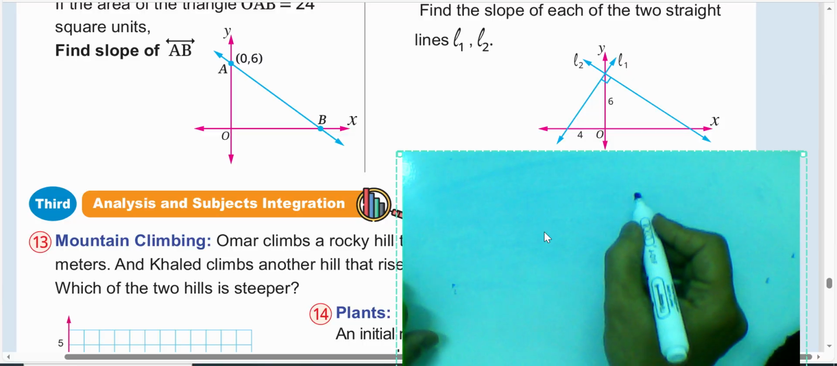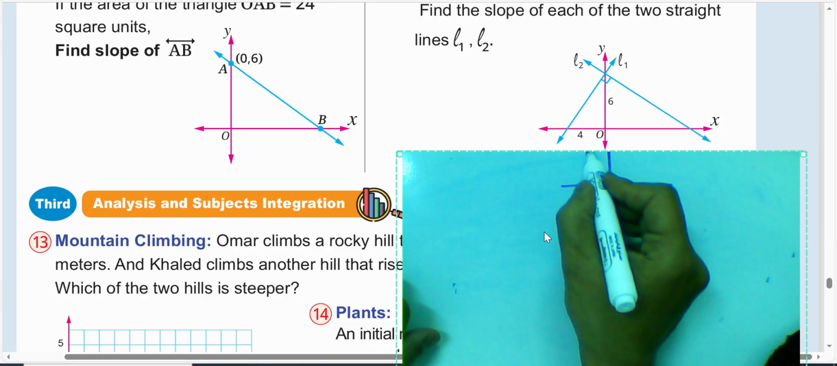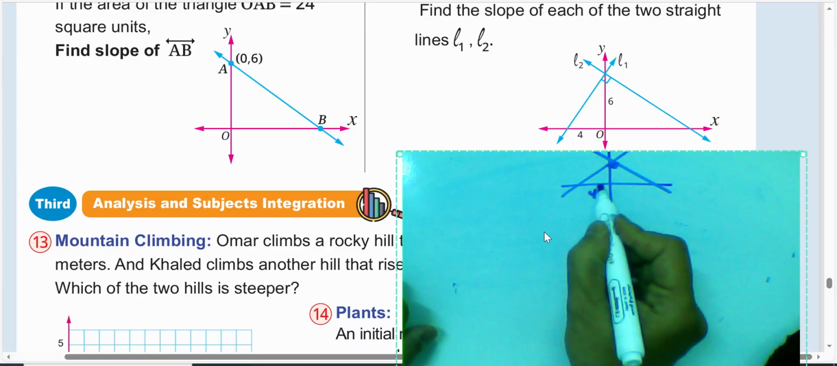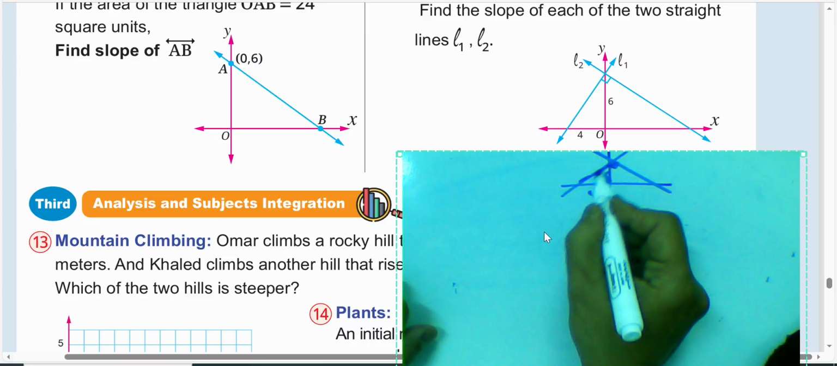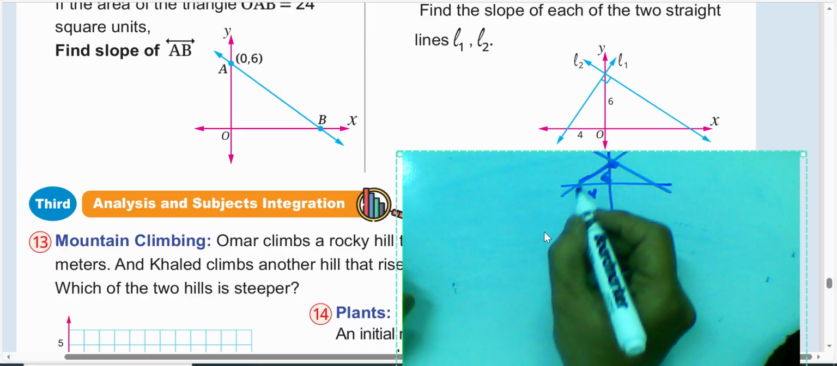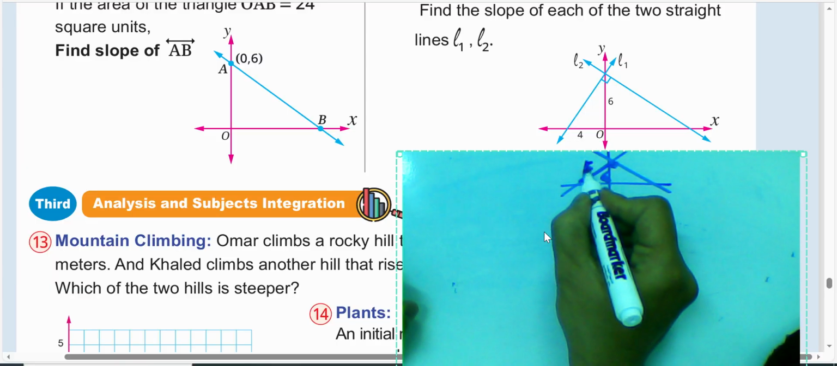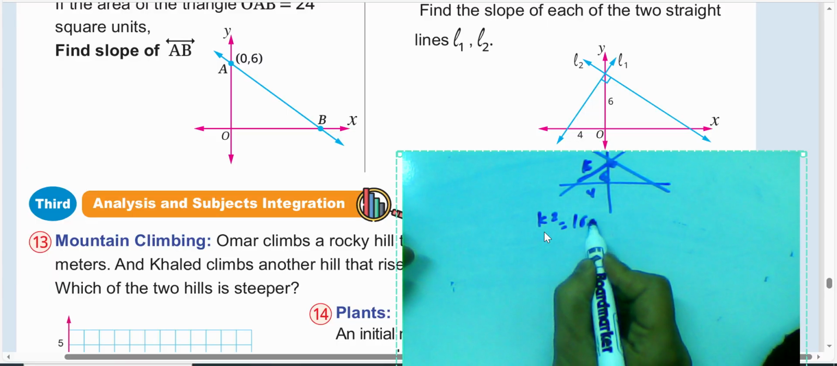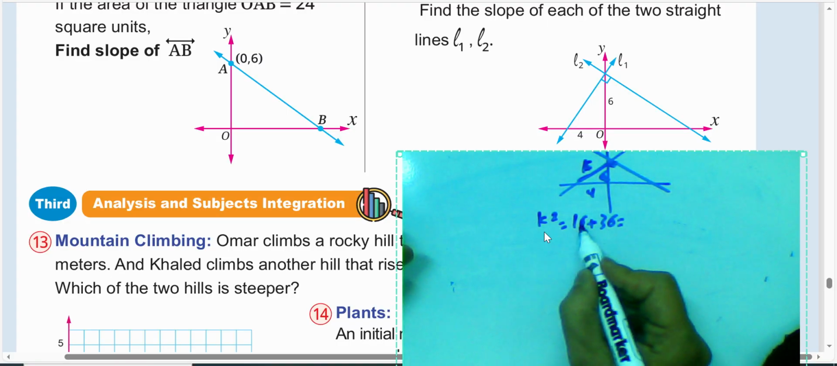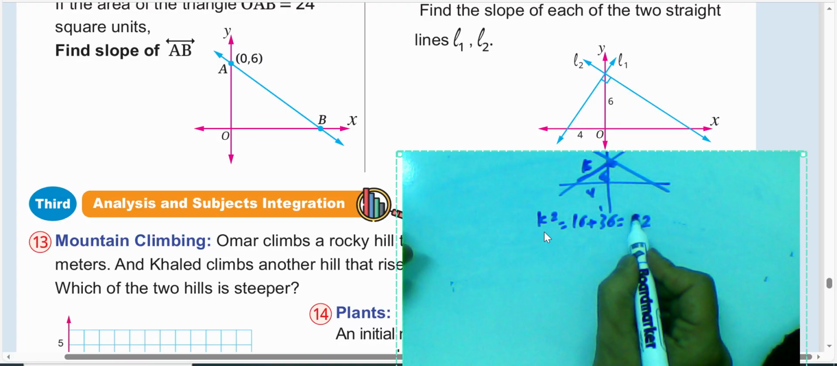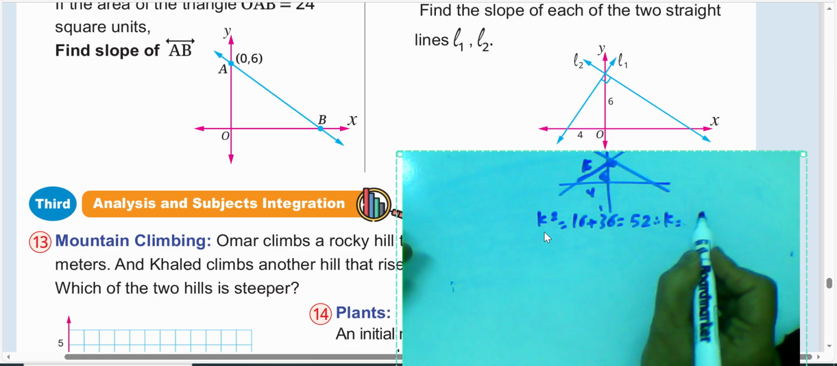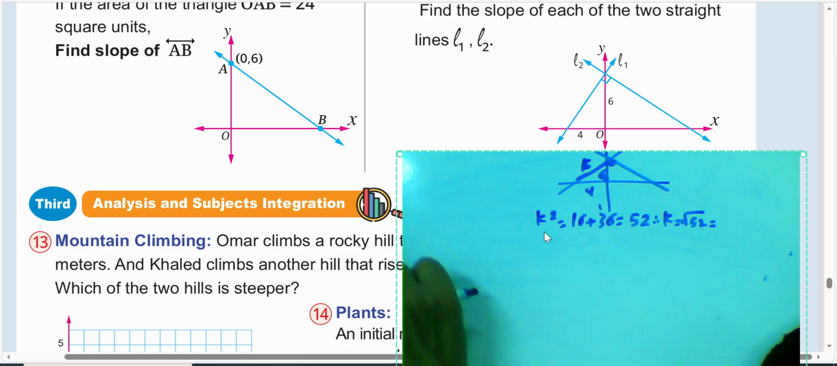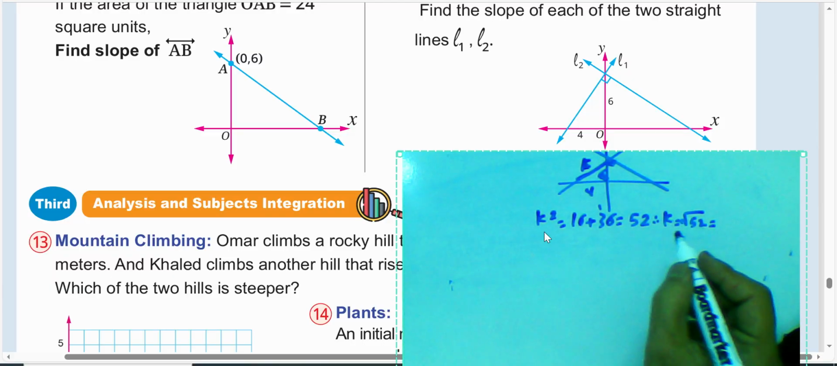Okay, listen. We have here a straight line, and the straight lines are perpendicular. This is 4 and this is 6. I will find the length here from Pythagoras theorem. Put here m or k. Then k power 2 from Pythagoras theorem equals 4 power 2, 16, plus 6 power 2, 36, which is 52. Then k equals square root of 52, which equals 2 root 13.